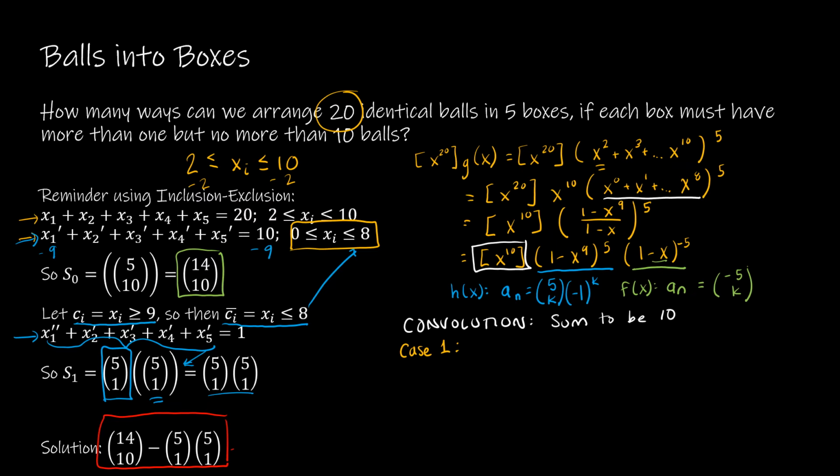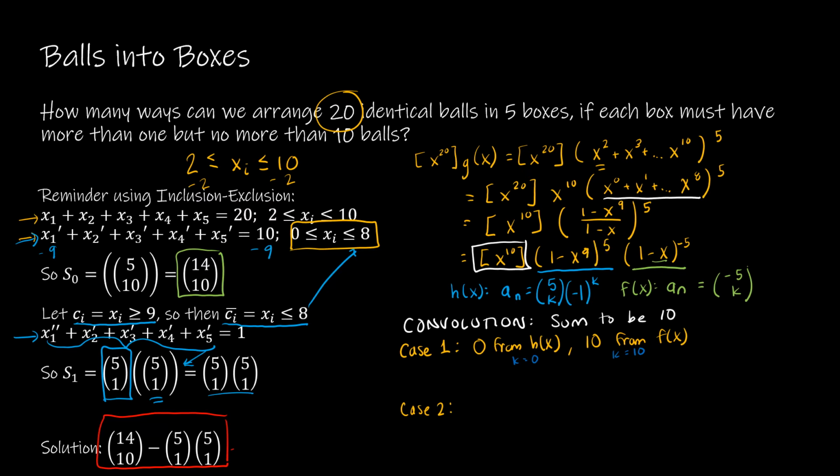So case 1 says, what if I don't use anything from h of x? So I get 0 from h of x, which means I have to get all 10 from f of x. Let me rewrite that, 10 from f of x. Well, that would be, of course, that k here would be 0, and k here would be 10. So before I do that, I want to look at another case. Case 2 says that I'm going to get, this is 9 at a time.